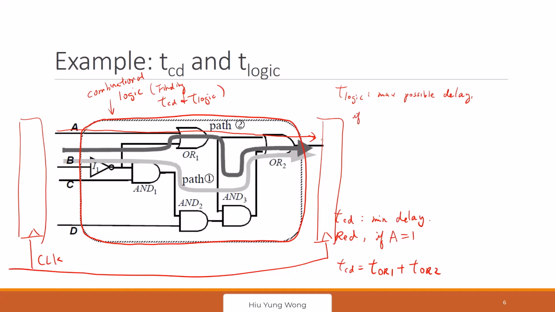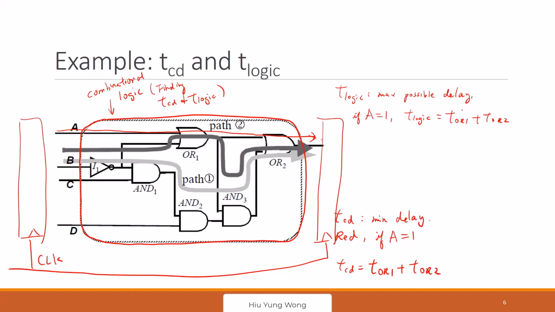If A equals 1, then no matter what value you have, the T-logic is just like what we said earlier, T-OR1 plus T-OR2, because this is an OR gate. So if 1 goes in, this one will be 1, this one will be 1. I'm not going to be affected by this. So this looks like T-logic equals this, but we want to find the maximum.